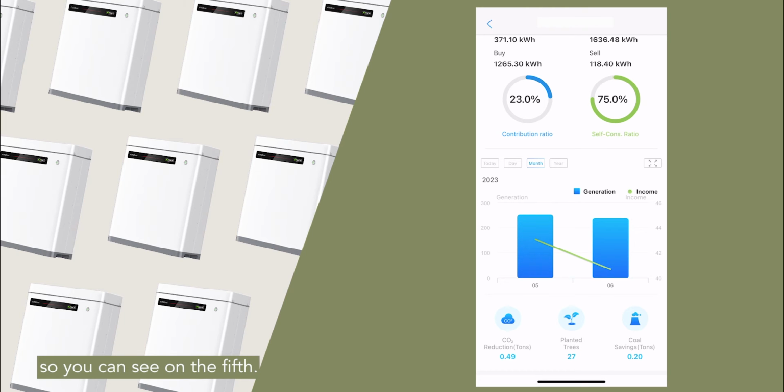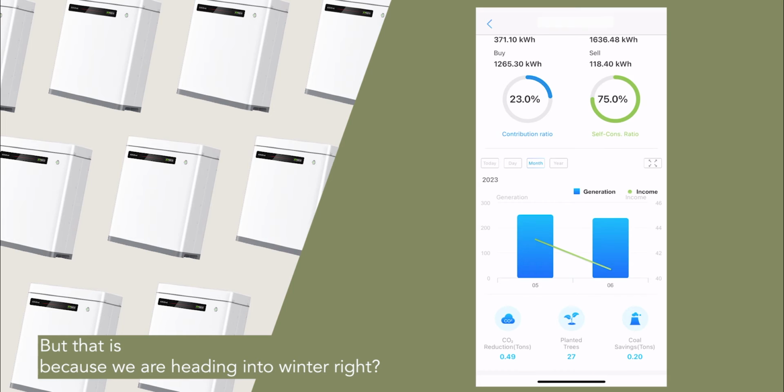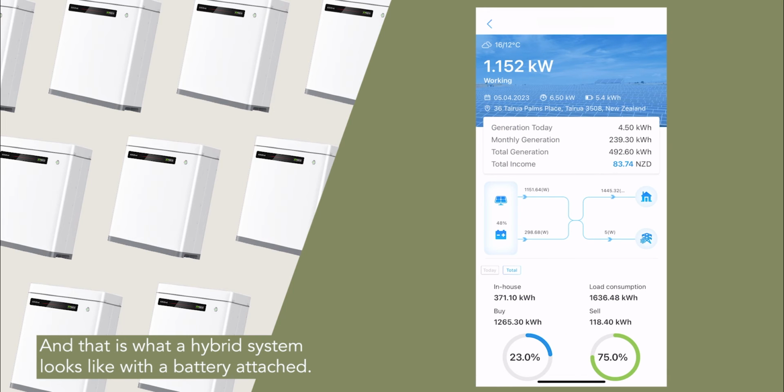So you can see on the 5th, so that is May, there was a bit more generation than the 6th, which is June, and the income has gone down a little bit as well. But that is because we're heading into winter, right? And that is what a hybrid system looks like with a battery attached.